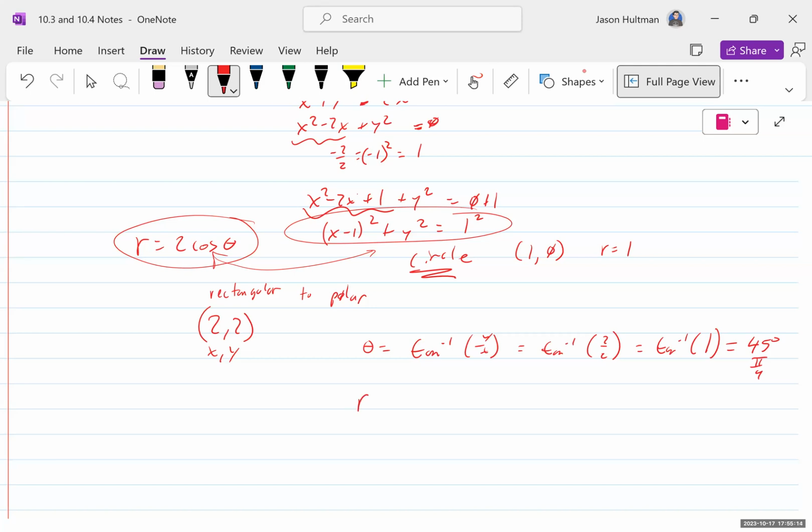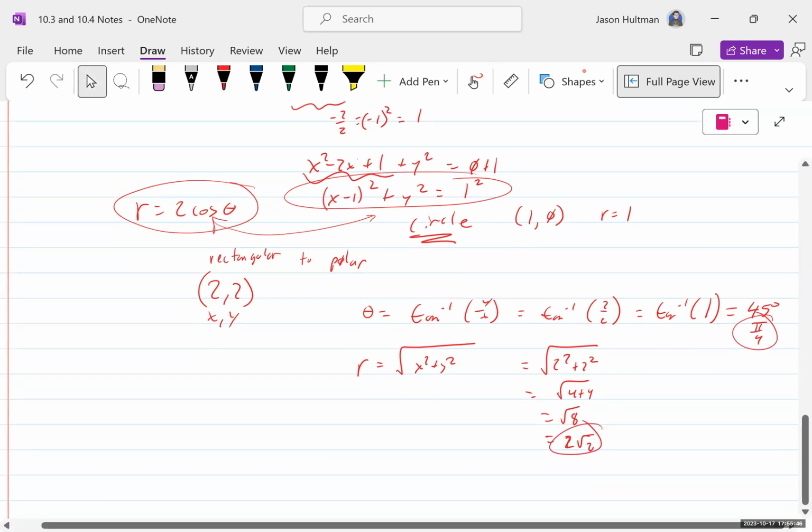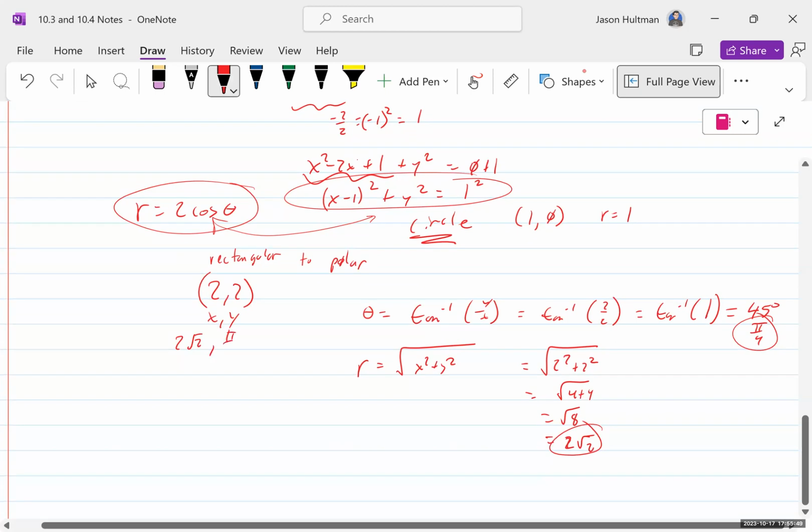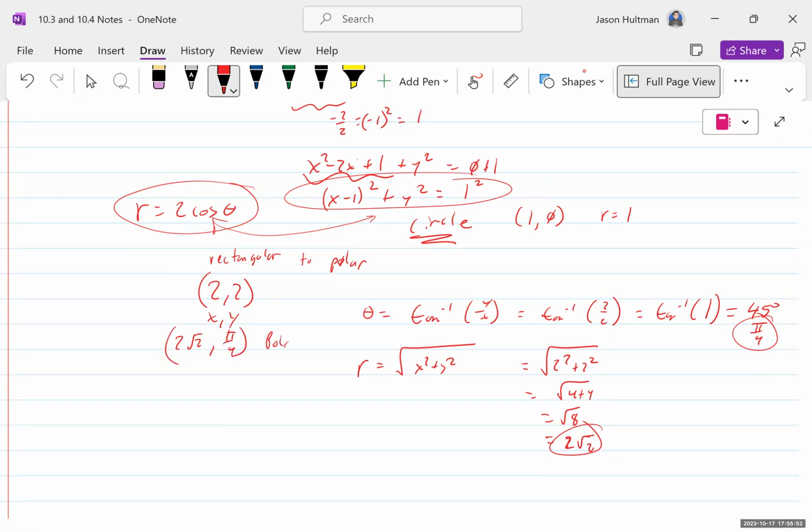R is equal to the square root of x squared plus y squared. So R equals the square root of 2 squared plus 2 squared, which is the square root of 4 plus 4, which is the square root of 8, which is 2 radical 2. So we've got our theta, pi over 4, and our R of 2 radical 2. So 2 radical 2 and pi over 4 in polar coordinates is the same as my rectangular coordinate above.